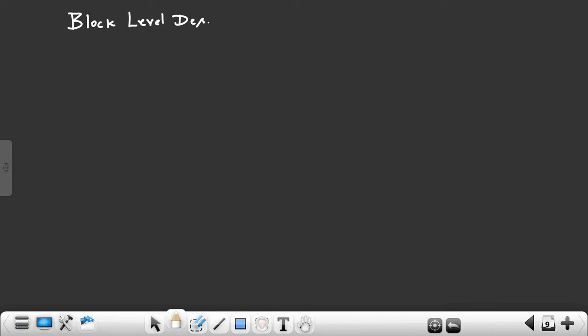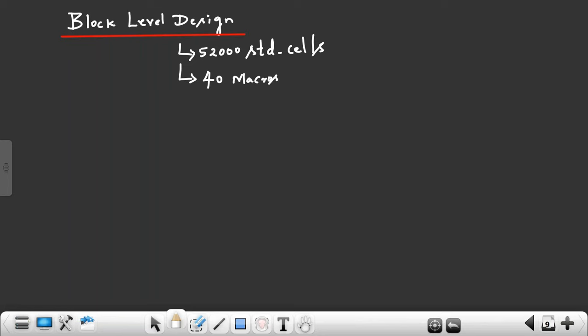So here in VLSI Guru, we'll start with block level design. In this block level design, you have 52,000 standard cells. We should place these 52,000 standard cells and we have to route them, right? This block has 40 macros. What are macros? See, macros are complex cells which are optimized. Those are called macros.